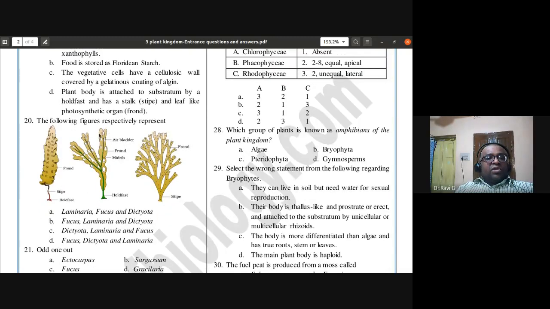The following figures respectively represent. So seeing its structure, you should be able to say what they are. The last one I've identified to be Dictyota because they have this dichotomous branching. So it is very easy to identify that. The remaining we have to identify. There are only two options, A and B, that we can decide between because I'm very sure about this Dictyota.